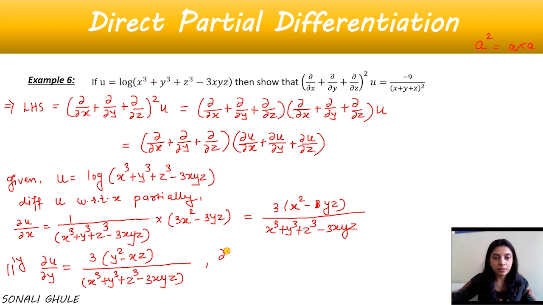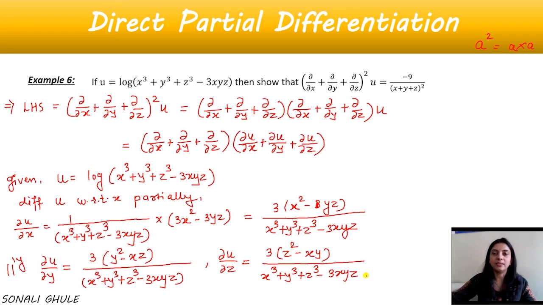Okay, similarly the derivative of u with respect to z, it is what? Yes, differentiate this term u with respect to z. So similarly I can write it is 3z square minus xy upon, yes, x cube plus y cube plus z cube minus 3xyz, right? Now here I got all the values of u with respect to x, u with respect to y and u with respect to z.